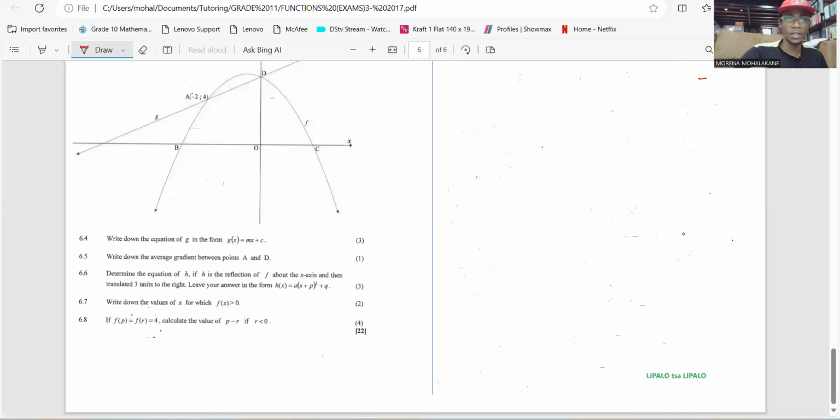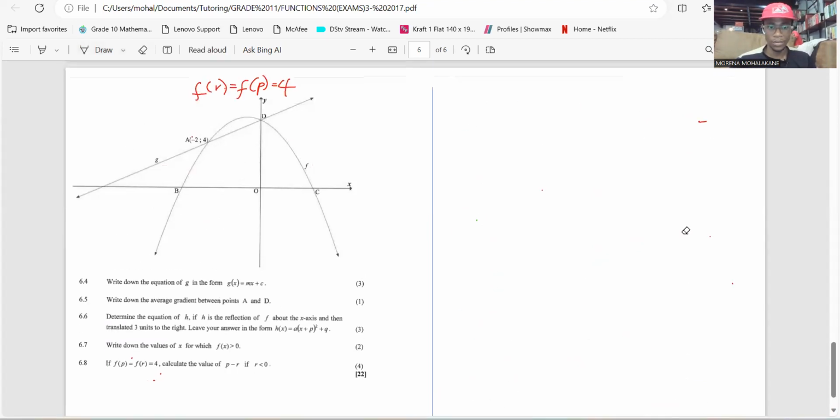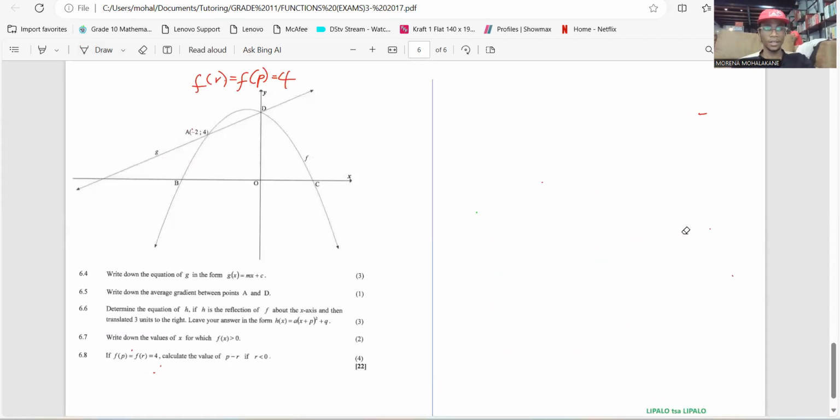Okay, let us look at the representations. Let us look at the last question here, where it gave some problems to learners. If f at p equals f at r equals 4, calculate the value of p minus r if r is less than 0. Good. Now, I want you to read it as if r is negative.